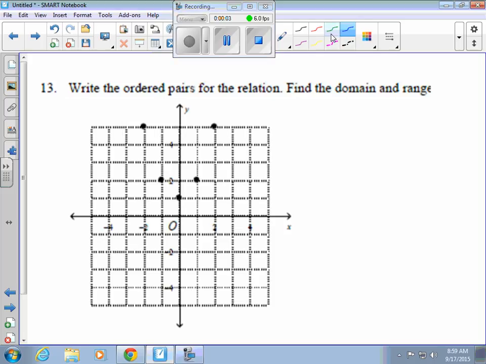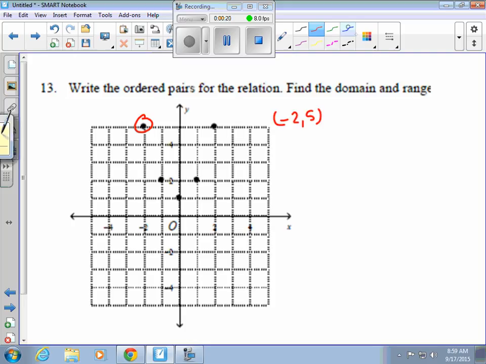Okay, this is Algebra 2, test number 6. We're picking up with part 2. Number 13 says, write the ordered pairs for the relations. I'll count them by ones, but notice it's just showing the numbers that are 2. So this point right here is at (-2, 5).